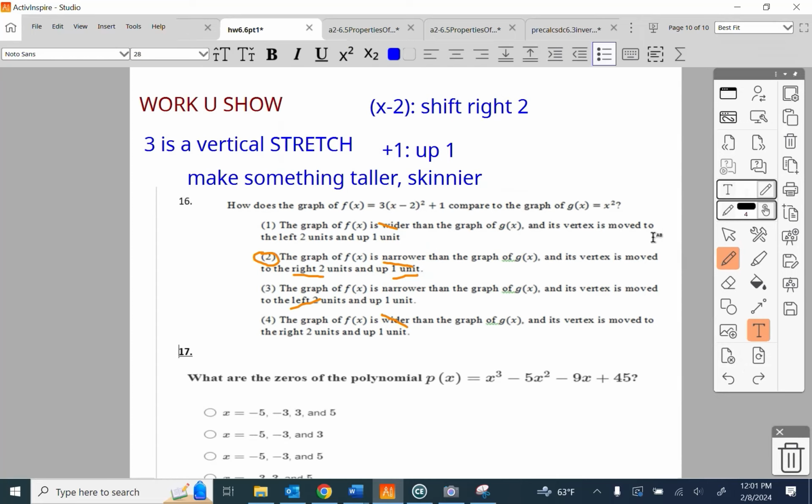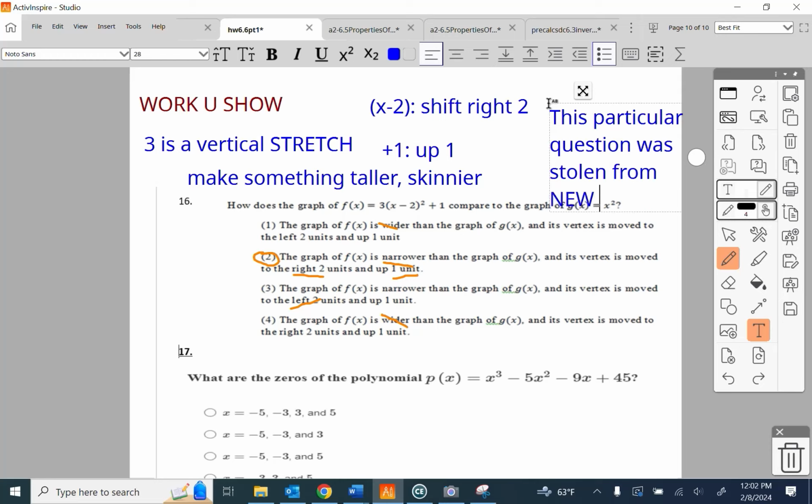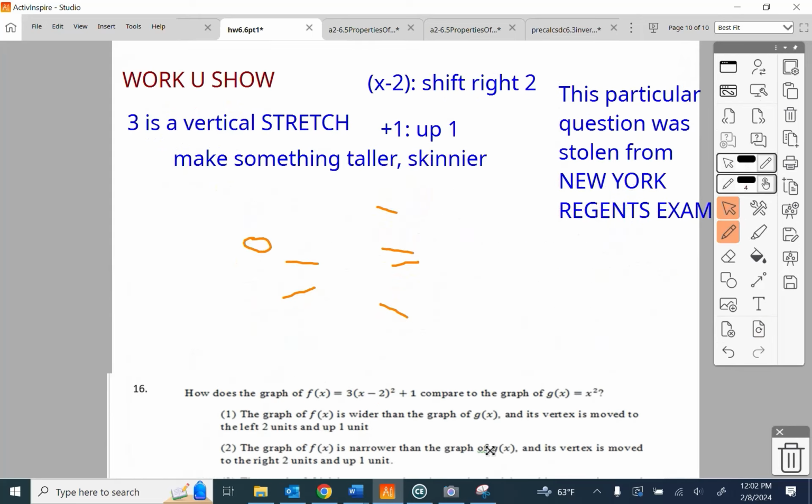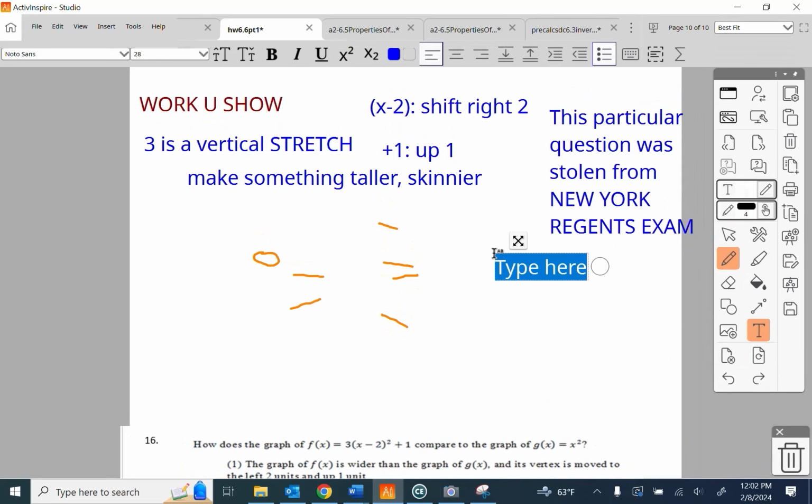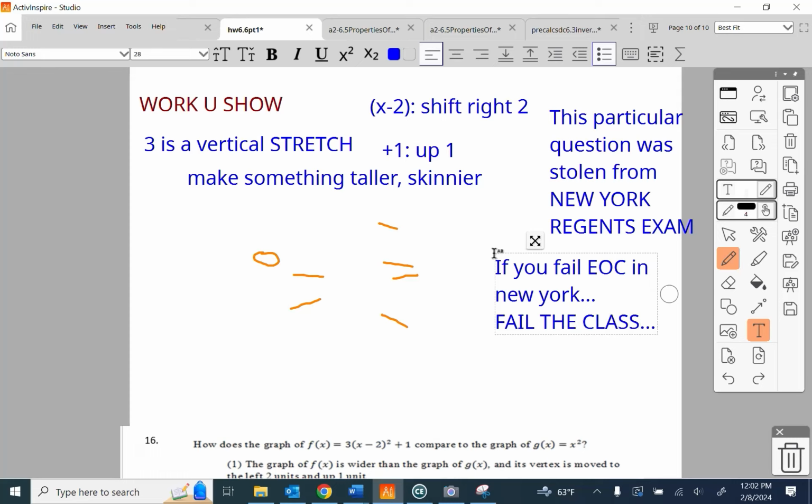This particular question was stolen from a New York Regents exam. Now, here's what's cool about New York. Their Regents exam is basically their EOC, but if you failed EOC in New York, you failed class. Be glad y'all don't live in New York.